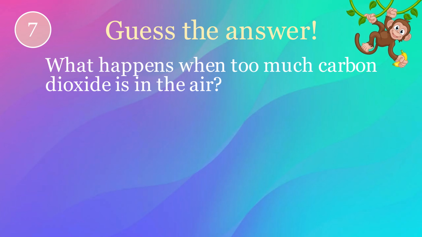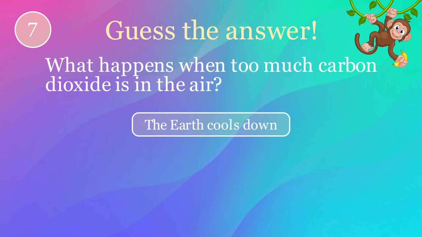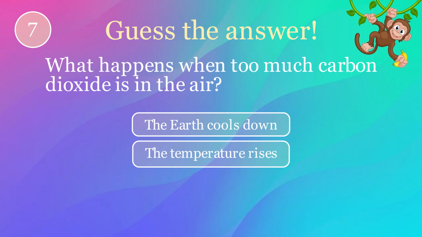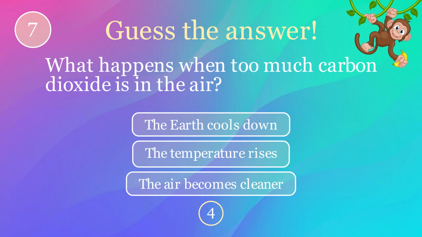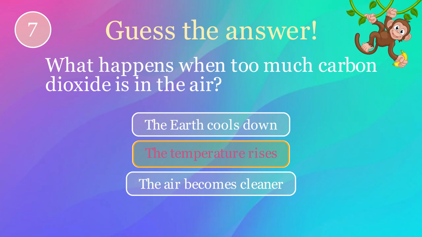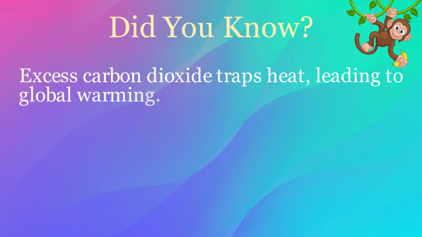What happens when too much carbon dioxide is in the air? The earth cools down, the temperature rises, the air becomes cleaner. The correct answer is the temperature rises. Here's an interesting fact: excess carbon dioxide traps heat, leading to global warming.